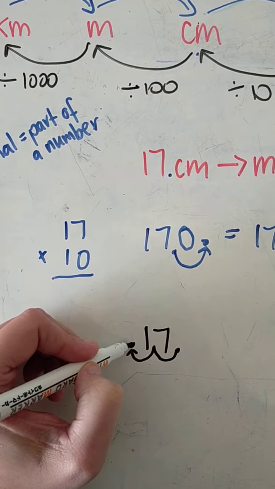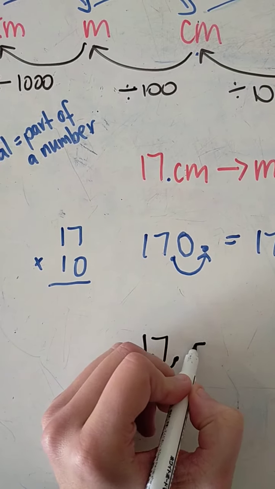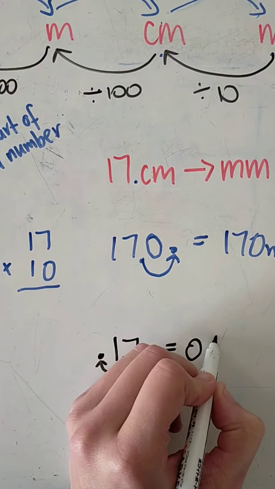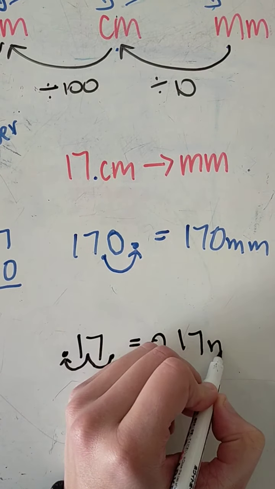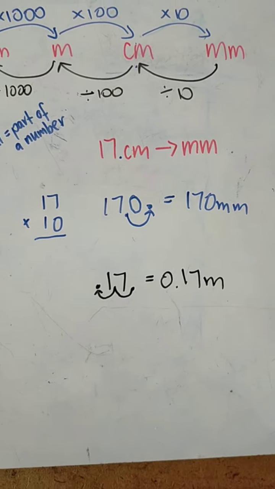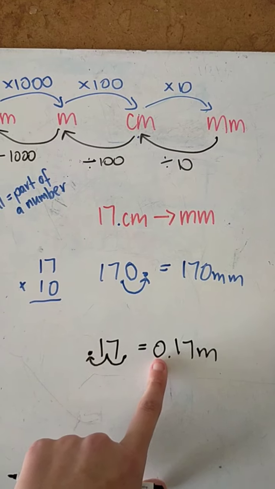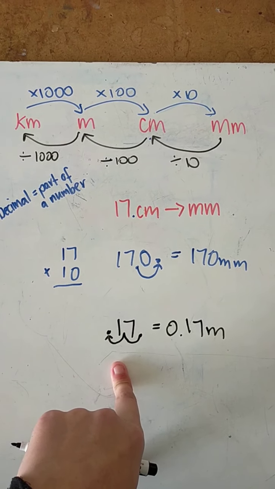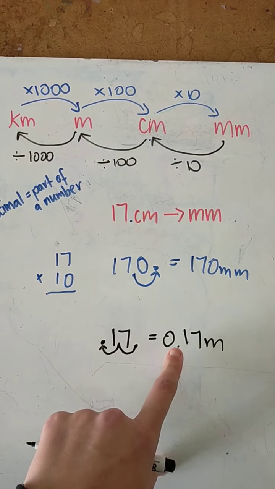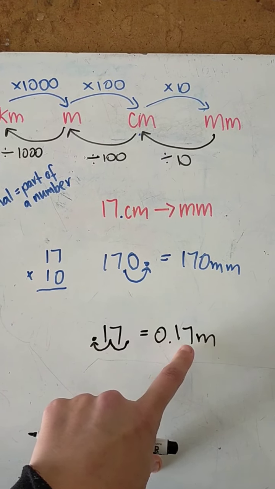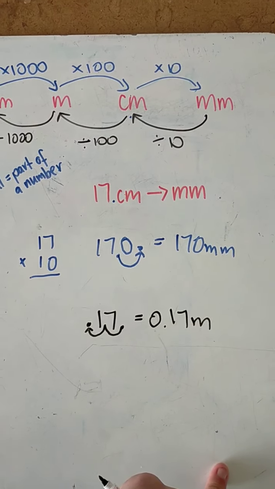There it is there. And our answer is 0.17 metres this time. We have no whole metres. You know that 17 centimetres isn't a metre. So this shows we have no whole metres and we have 0.17 of a metre.